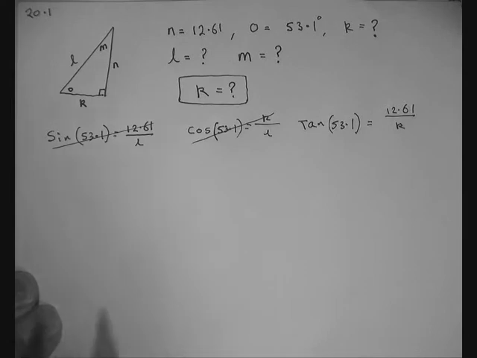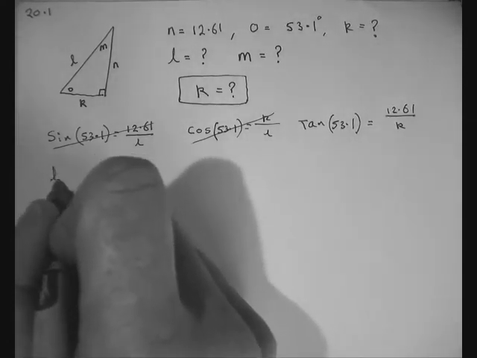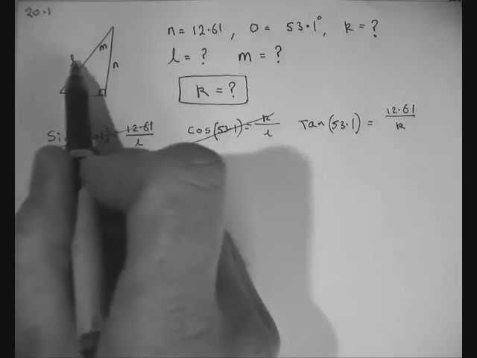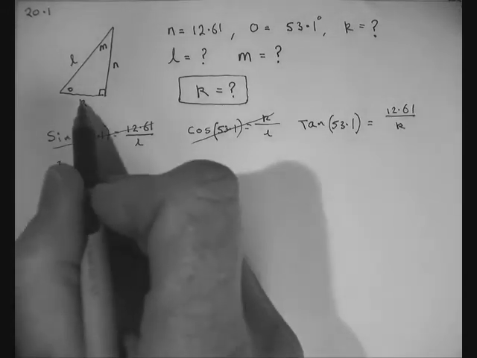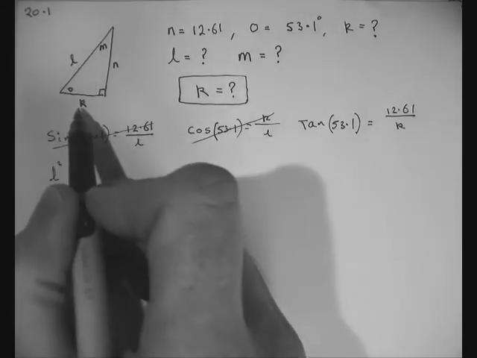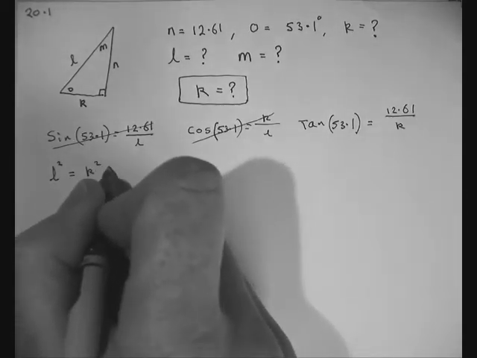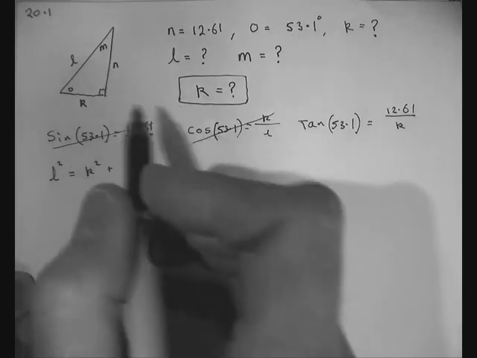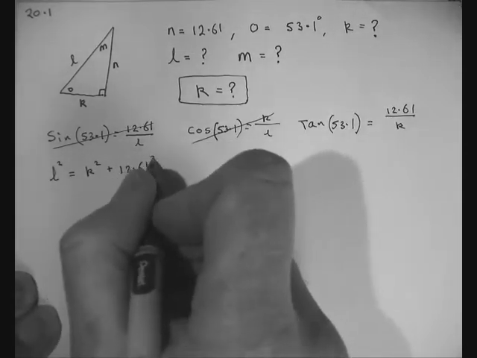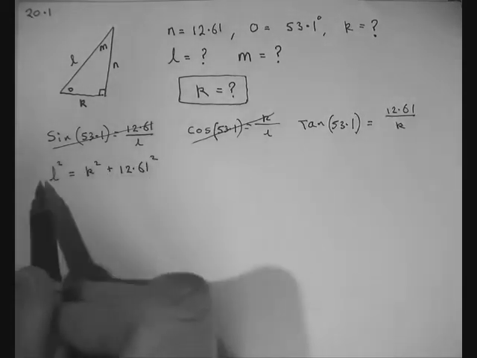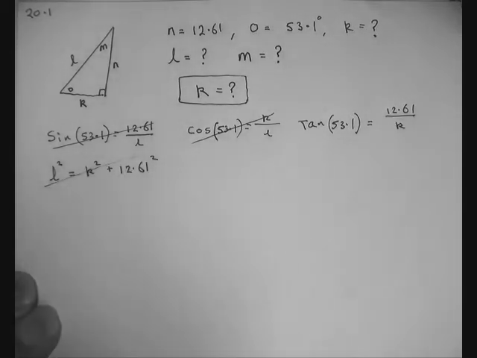We have some other tools. We have the Pythagoras tool, which tells us that the square on the hypotenuse, which is L, is equal to the sum of the squares of the other two sides. So the square of the hypotenuse is equal to K squared, we don't know what K is, plus N squared. N squared is 12.61 squared. We can't use this because there are two unknowns, L and K. We can't solve this equation for two unknowns.